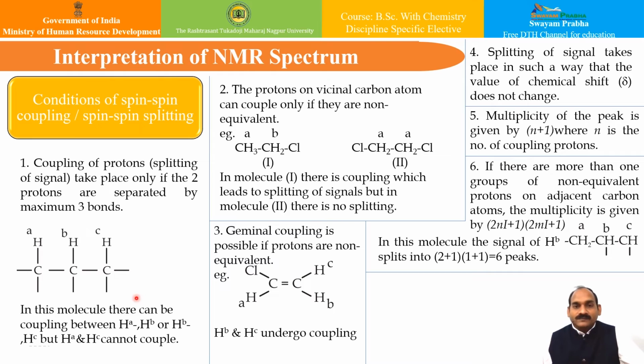3 bonds. Likewise, the second point to be noted is that protons on vicinal carbon atoms can couple only if they are non-equivalent. Likewise, this is A kind of proton, this is B kind of proton, and if this is A kind of proton in this particular case, then in molecule 1 there is a coupling which leads to splitting of signal, but in molecule 2 there is no splitting because they are not vicinal, isn't it? And therefore they will not couple.